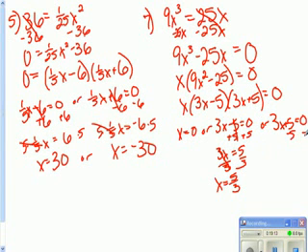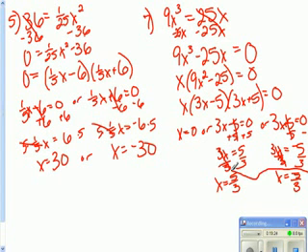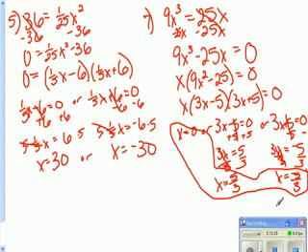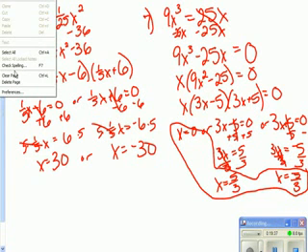Over here I'm going to subtract 5. 3x equals negative 5, divided by 3. X equals negative 5 over 3. And in this case, I did end up with 3 answers, and all 3 of those are your answers. There are times when there's more than 2. Okay, so you could have multiple answers. Moving on.